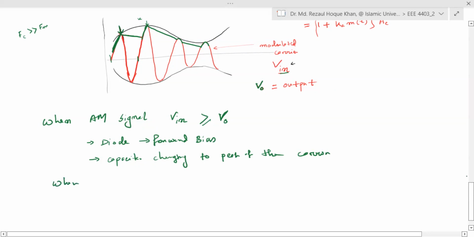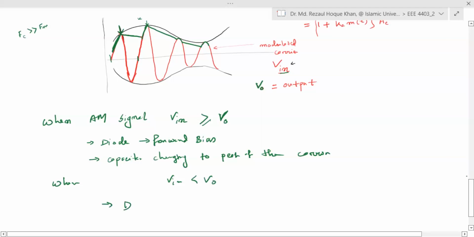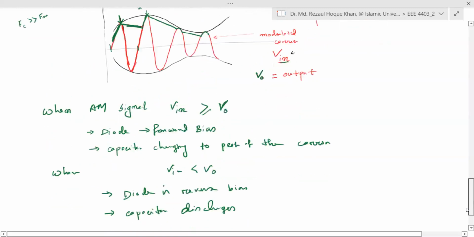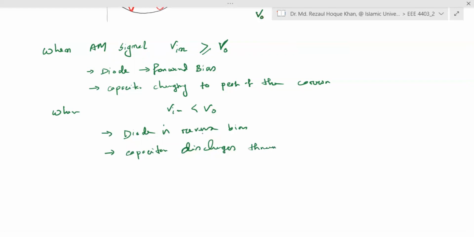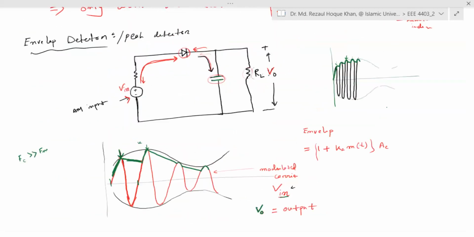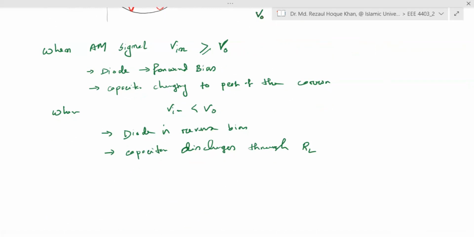But when the opposite happens, when V in is less than VO, what happens? The diode is reverse biased, and the capacitor discharges here. The capacitor discharges through the RL. In our circuit, this is the RL. So through this RL, the capacitor discharges. So this is how the whole thing works.